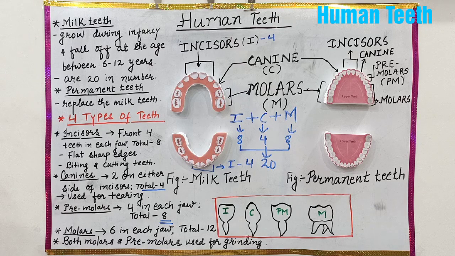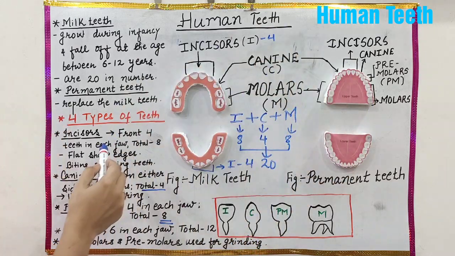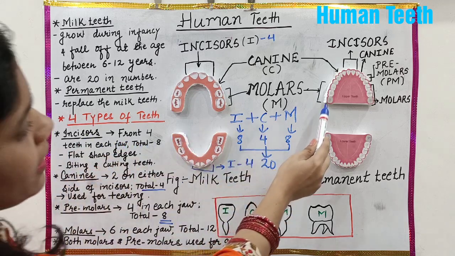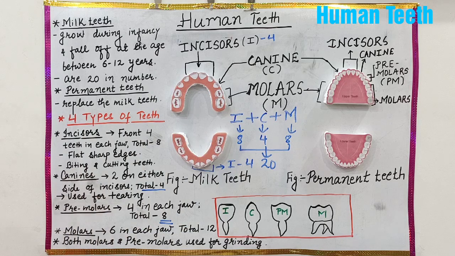And when the child becomes 6 years, the teeth start to fall. And by the year of 12, all the milk teeth are replaced by permanent teeth. So the permanent teeth are the teeth which replace the milk teeth. Now, with reference to the permanent teeth, we will see how many teeth do we have. So there are 4 types of teeth.